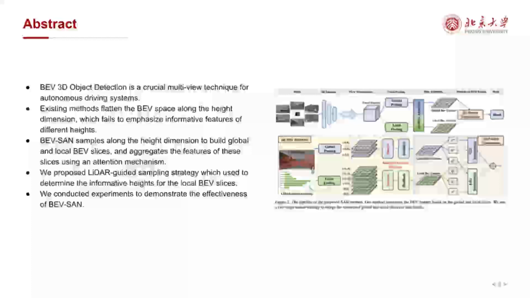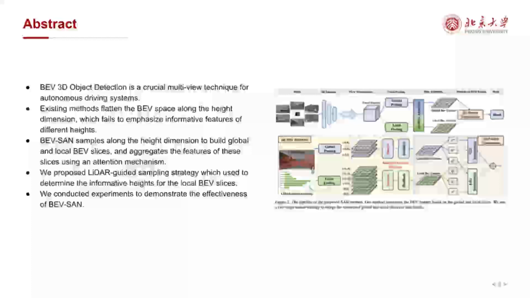Bird's-eye view 3D object detection is a crucial multi-view technique for autonomous driving systems. Recently, plenty of works have been proposed, following a similar paradigm consisting of three essential components, i.e., camera feature extraction, BEV feature construction, and task heads. Among the three components, BEV feature construction is BEV-specific compared with 2D tasks.